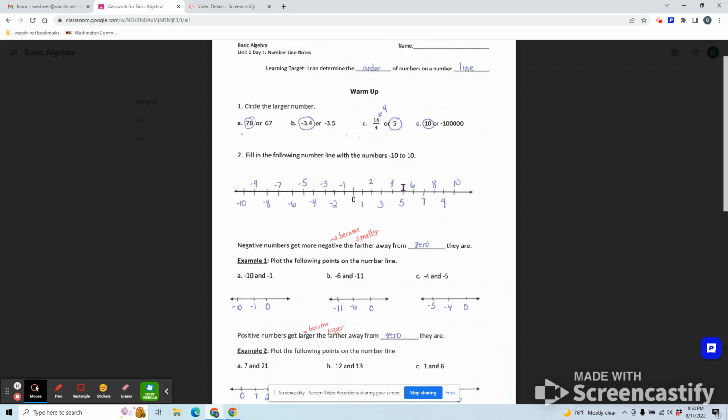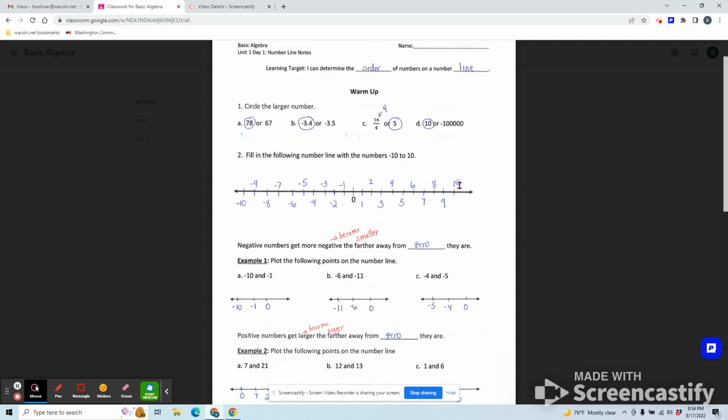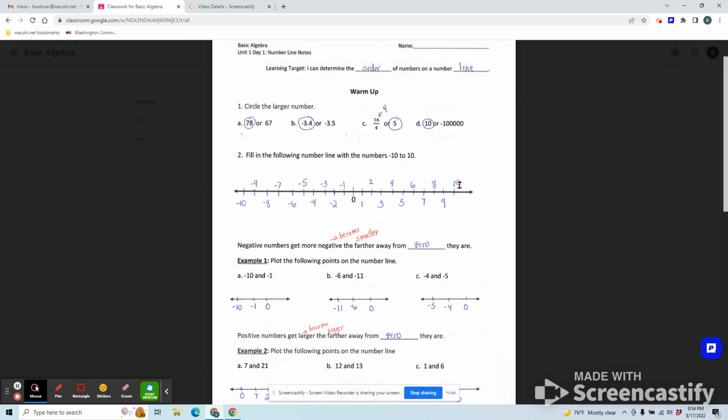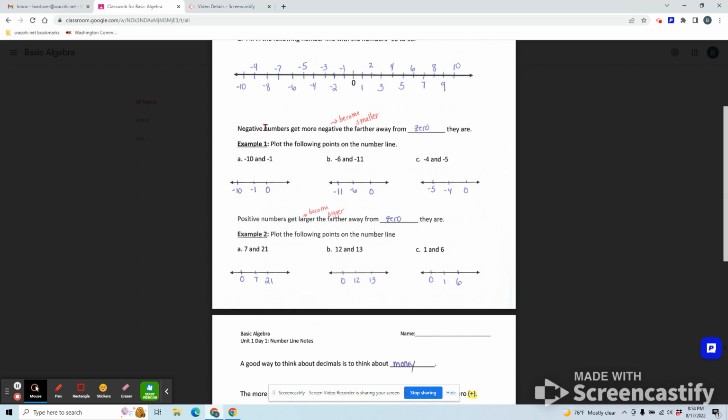The further right you are, the larger the number. So if I'm looking at this number line and I have negative 10 and positive 10, the number furthest to the right, which is positive 10, is the larger number. So let's look at some examples. It says negative numbers get more negative, or they become smaller, the farther away they are from 0.